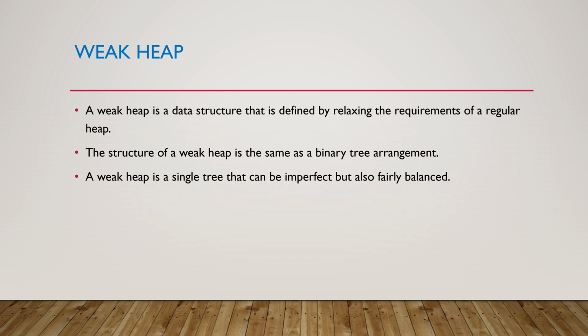With the basics of heap covered, let's dig deep into the weak heap. A weak heap is a data structure that is defined by relaxing the requirements of a regular heap. The regular heap, which we just discussed, has a few of its requirements relaxed, and that way we attain a weak heap. The structure of a weak heap is the same as a binary tree arrangement with some changes, which we will see later. A weak heap is a single tree that can be imperfect but is still fairly balanced.